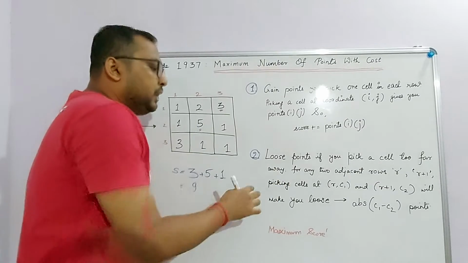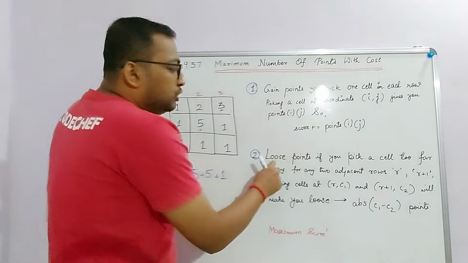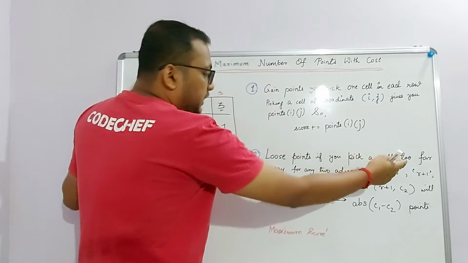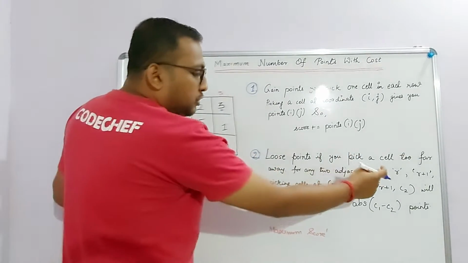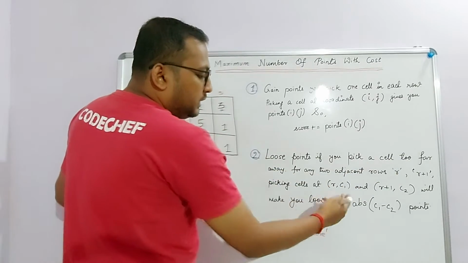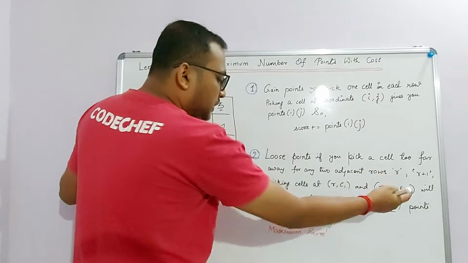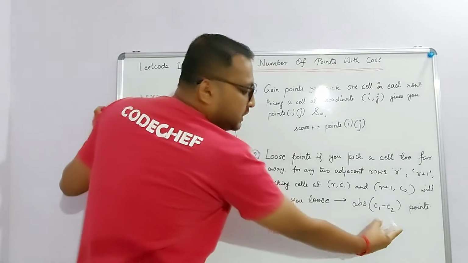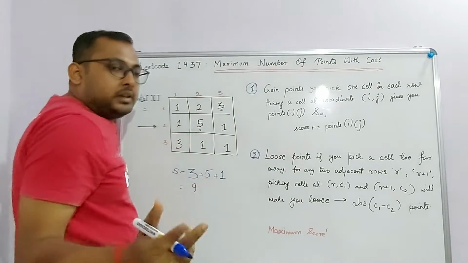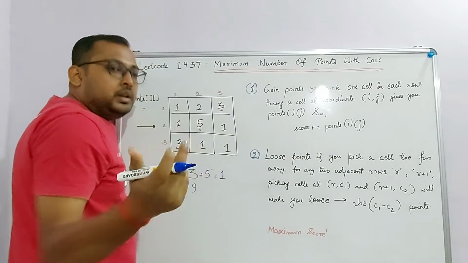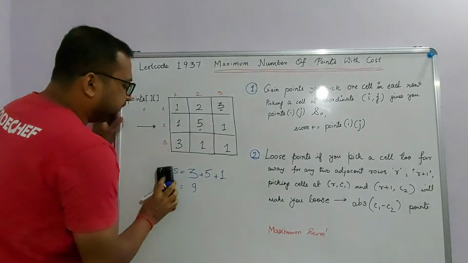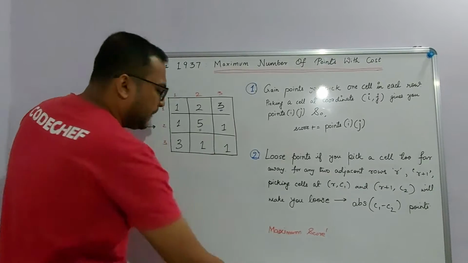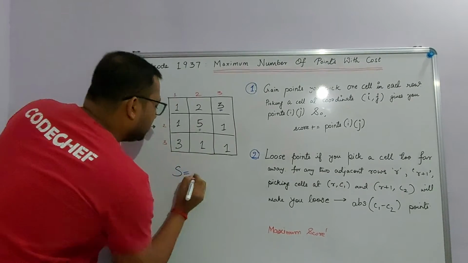Let's move ahead. There is one more condition. We lose points if we pick a cell too far away. That means for any two adjacent rows r and r+1, picking cells at (r, c1) and (r+1, c2) will make you lose abs(c1 - c2) points. Nothing but the difference between those columns will be lost. What does that mean? Let's see. Let's calculate the score again.